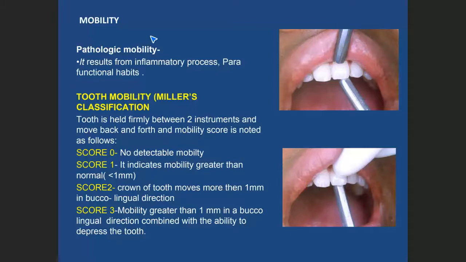Next, you should also check for mobility with the help of two instruments. You can take a mouth mirror or probe, or you can take one instrument and use the other finger. If there is no mobility, it is score 0. If mobility is greater than normal but less than 1 millimeter, it is grade 1. If the mobility is more than 1 mm in the buccolingual direction, it is grade 2. If the mobility is more than 1 millimeter in the buccolingual direction and the tooth is also depressible in the socket, that means it's grade 3.